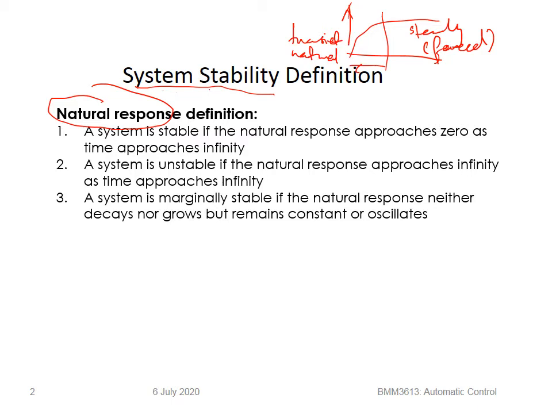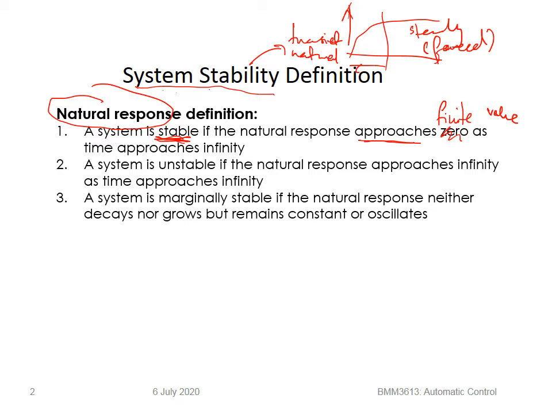So in terms of definition, there are three types of stability in regards to this transient or natural response. The first type of stability is stable. When is a system stable? A system is stable when the natural response approaches, so that's something that I want to correct here, a finite value, not just zero, a finite value, as time approaches infinity.